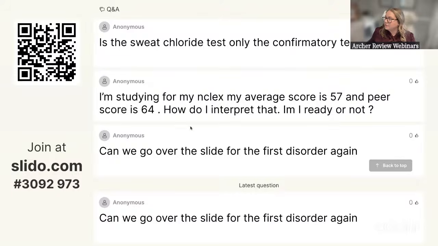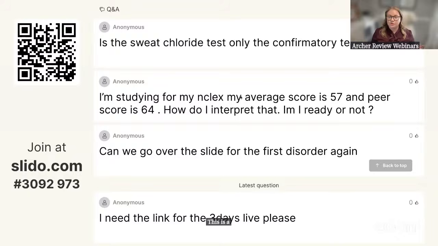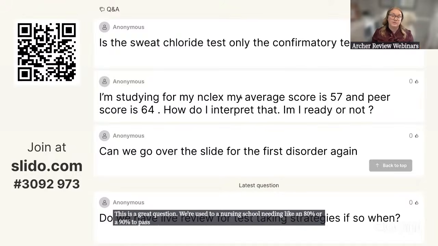I'm studying for my NCLEX. My average score is 57 and the peer score is 64. How do I interpret that? This is a great question. We're used to nursing school needing like an 80% or a 90% to pass, and that's not how the NCLEX works.